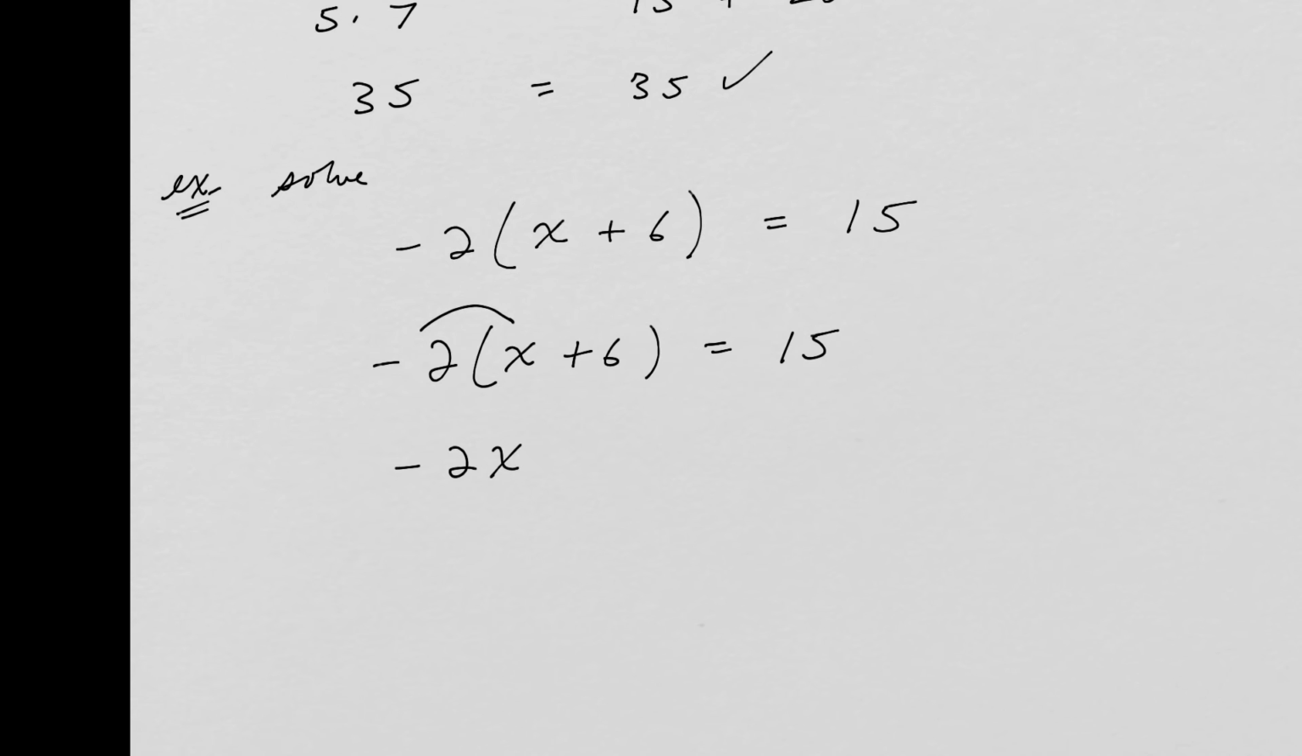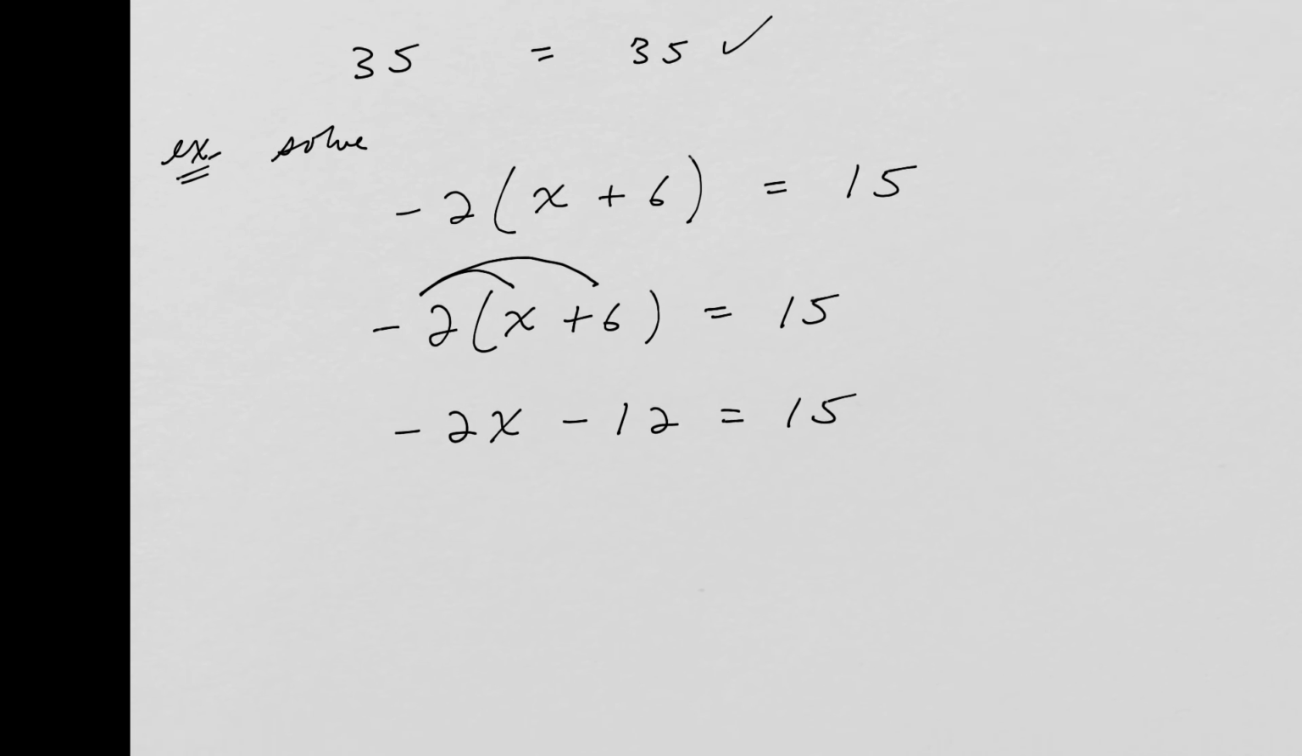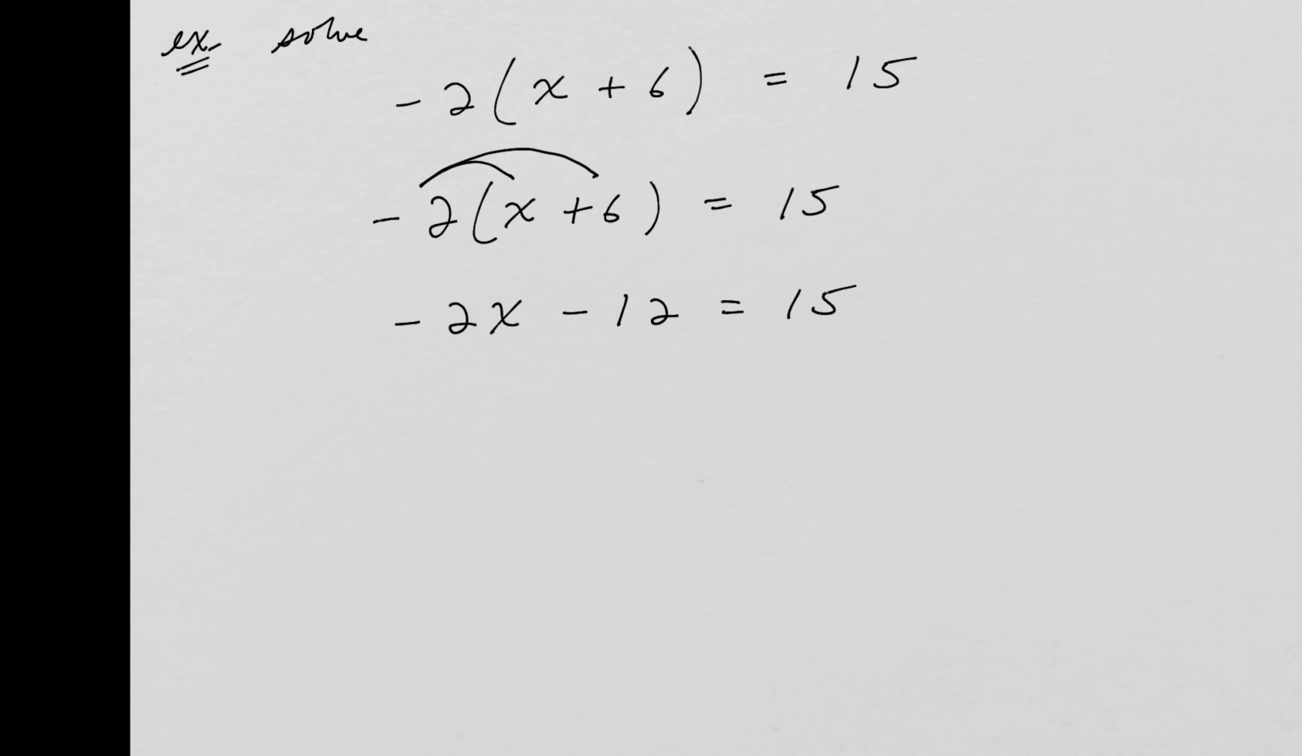And then what's negative 2 times positive 6? Well, from this module, we know that's going to be a negative 12, right? 2 times 6 is 12. A negative times a positive is a negative 12. And now I can solve it like I normally would. I want to isolate negative 2x, so I can get rid of that negative 12 by adding 12. So I have negative 2x is equal to 27.